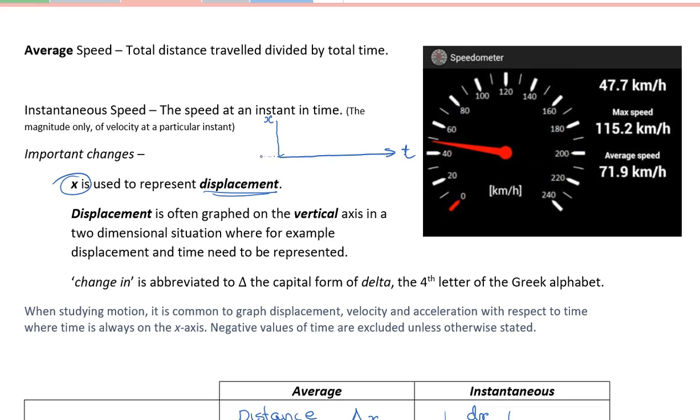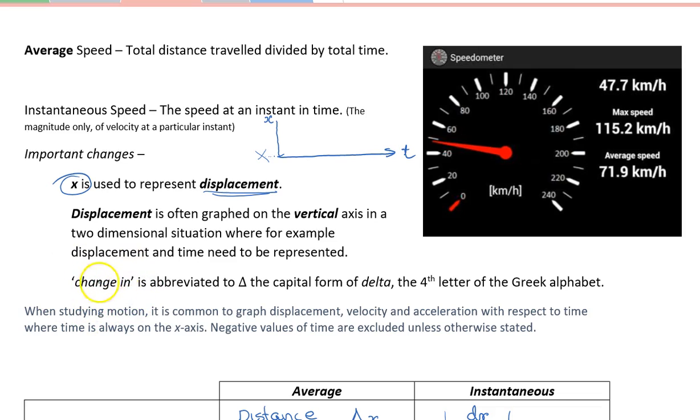We don't talk about negative time, and so our axes are fairly limited. Displacement is often graphed on the vertical axis, but it's not the only thing, so we have to be careful. We might have displacement, we might have velocity there, we might have acceleration. We just have to be aware of what we are actually recording on our vertical axis.